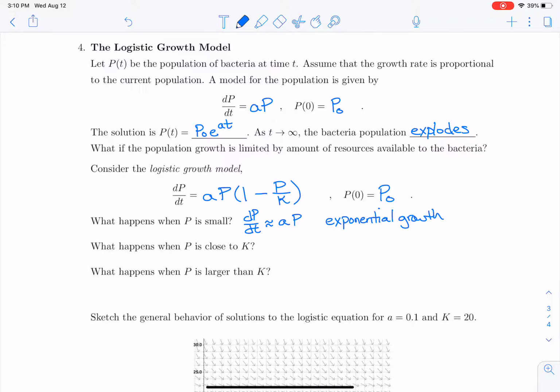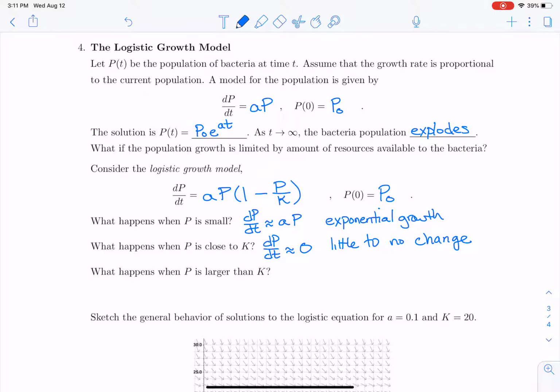But what happens as P gets closer to K? Then this term, 1 - P/K, gets close to 0, since P/K is close to 1. So as P gets closer to K, dP/dt ends up being approximately 0. We have little to no change in the population. Now you can see that there's some sort of limitation to the growth of, say, this bacteria colony.